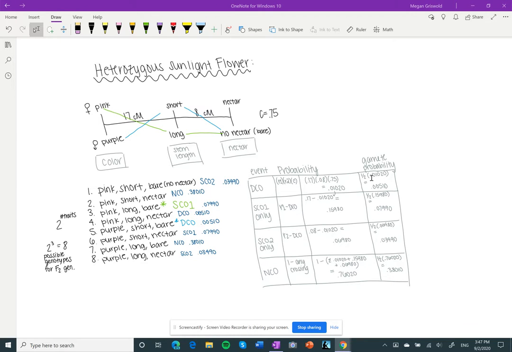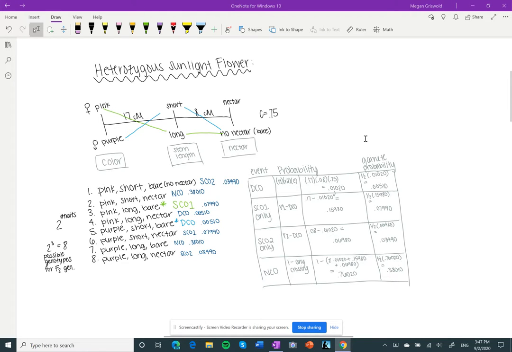I have shown all the gamete types with their probabilities on the side, but let's talk about the calculations involved in the pink, long, bare, no nectar flower. If you follow the lime green line, you can see that we had a crossover at the first position, SCO1. Additionally, a purple, short, bare flower is the blue line demonstrating a double crossover.